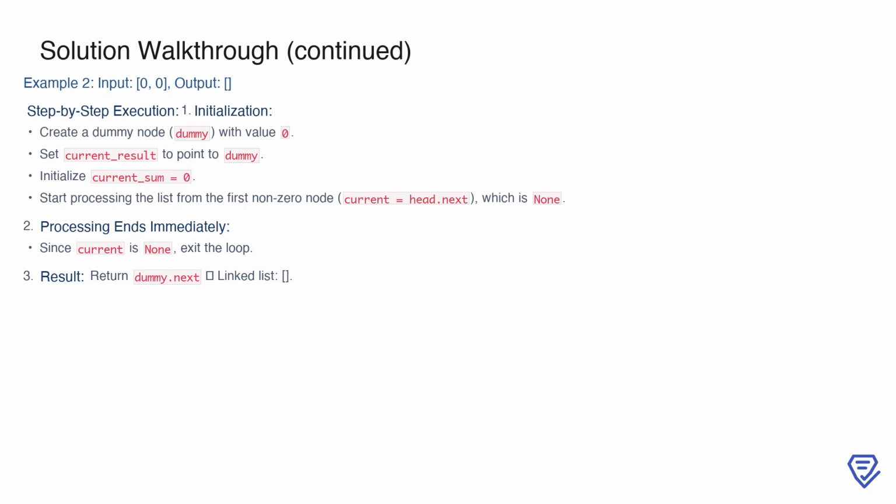In this example, the input linked list contains only 2 nodes, both with a value of 0. As before, we initialize a dummy node with a value of 0, set current_result to point to the dummy node, and initialize current_sum to 0. However, when we start processing the list, we find that there are no non-zero nodes, as head.next is none. Since there are no values to process, the loop terminates immediately. Therefore, the result is simply the empty linked list represented by dummy.next, which contains no nodes.